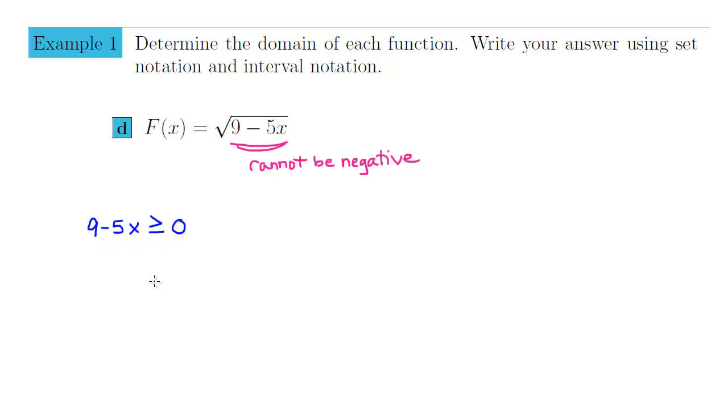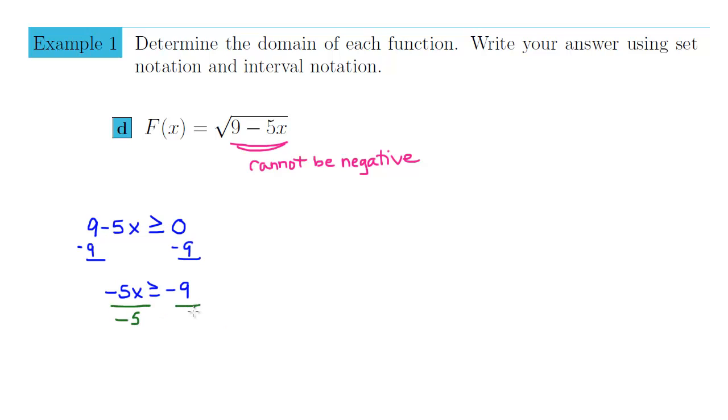Let's solve this linear inequality. Well, linear inequalities are solved in a similar manner to linear equations. We begin to solve this by subtracting 9 from both sides, so we have negative 5x is greater than or equal to negative 9. And then we divide by negative 5.